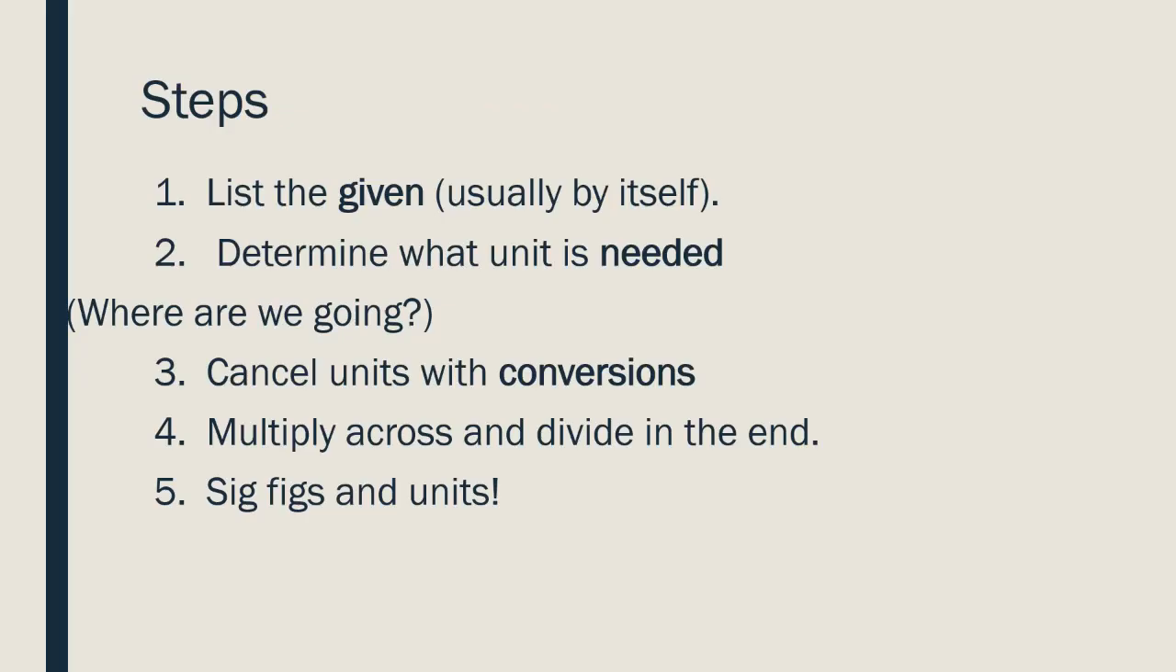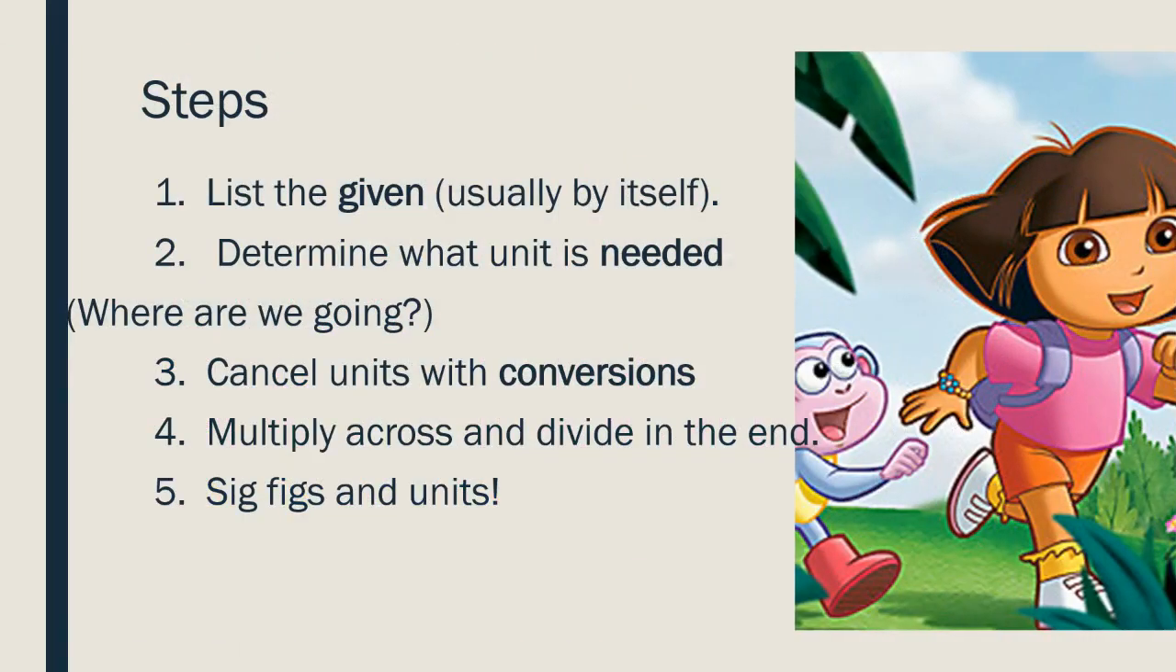All right. So here's how we're going to do this metric stuff. We're going to list what's given. It's usually going to be the thing by itself, and we're going to determine what's needed, and we're going to cancel the units using conversions. And then you multiply the tops, you multiply the bottoms, and divide at the end. And don't forget your units and how many sig figs. So this is similar, if you've watched Dora, it's always about where are we going? Okay, so where are we going and where are we starting?